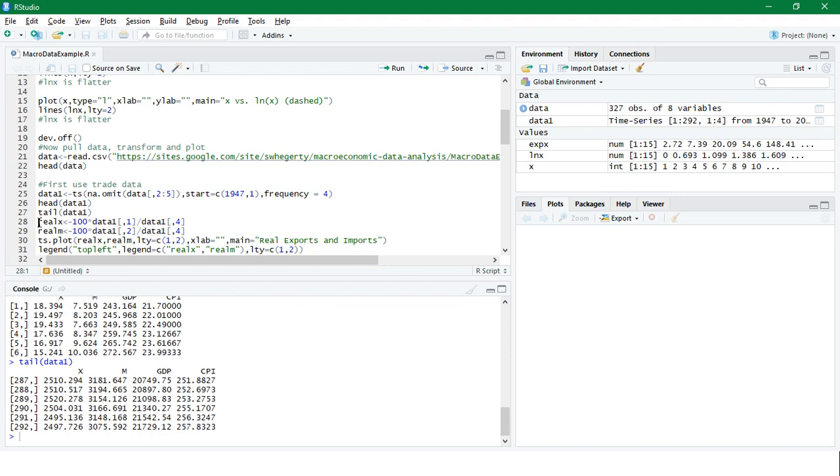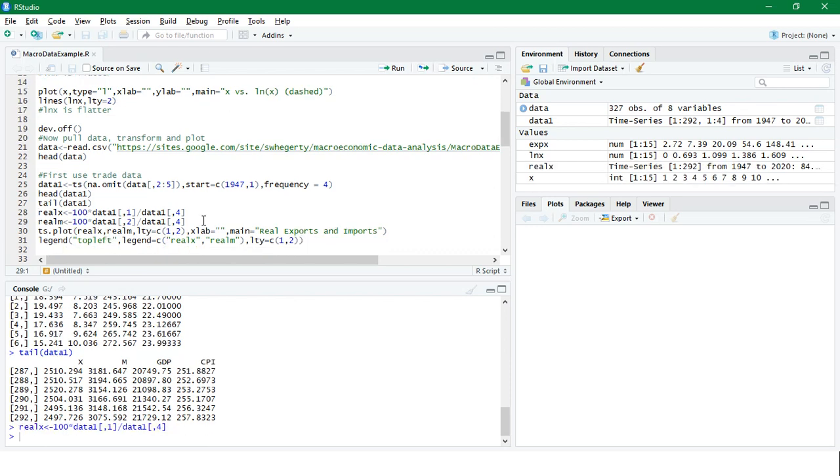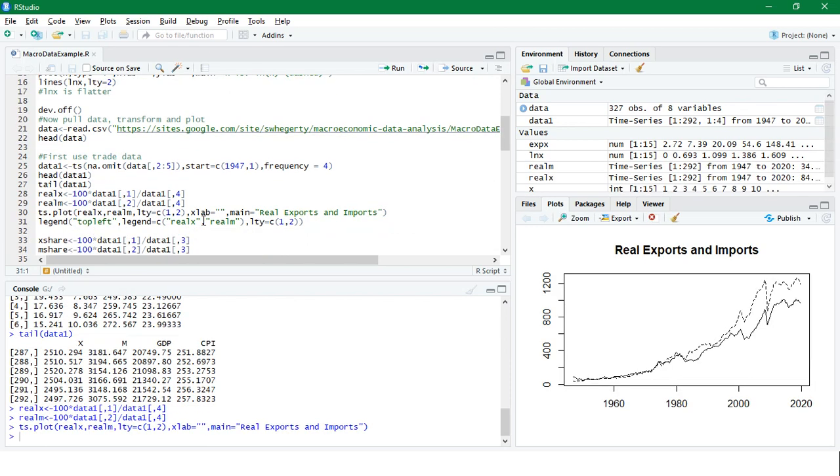Now, knowing that I've got exports, imports, nominal GDP, these are all in nominal terms, I'm going to make real terms, and I basically take X over CPI, and then the next one is M over CPI, and then I'm going to plot them. I use ts.plot, I've got no labels, I've got a nice title, and so forth, and this is real exports and real imports for the U.S., starting in 1947 and going all the way to like 2018 or something.